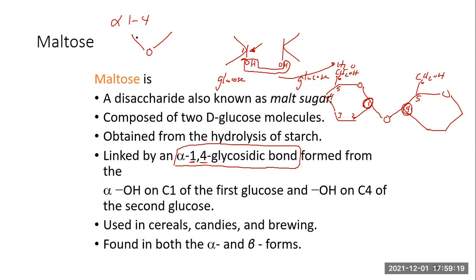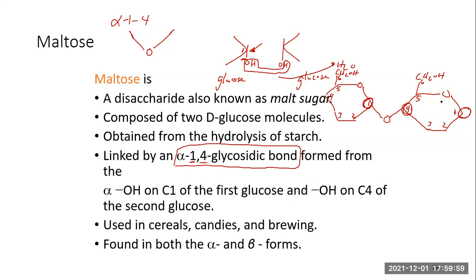And we'll see a different type of bond here in just a second, but this is the typical way it kind of looks when you've got an alpha 1,4 glycosidic bond. It kind of comes down to the oxygen and then back up to the other glucose molecule. This is the one that's used in cereal, candles, brewing. It is found in the alpha and beta form. And what that means is, for example, the OH group on carbon number 1 of the second glucose molecule is either up for beta or down for alpha. So again, either up or down on that.